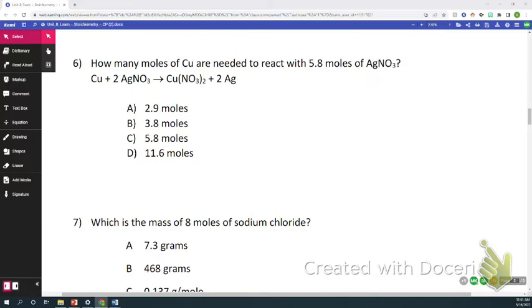Okay, this one, copper, number 6. I see numbers here. I see a 2 here and a 2 here, so I'm assuming it's balanced. It doesn't say it's unbalanced, so I'm going to assume it's balanced. They say I have 5.8 moles of AgNO3. This time they gave you moles, right? So now you can just ride the mole ratio train right away. You don't have to go grams to moles anymore. And they want to know moles of Cu.